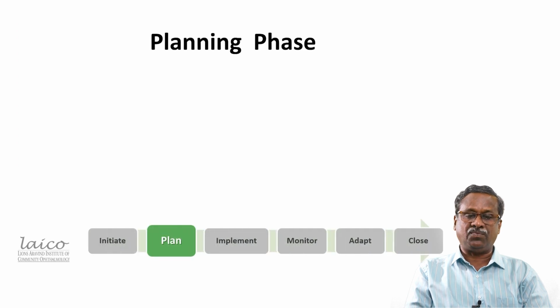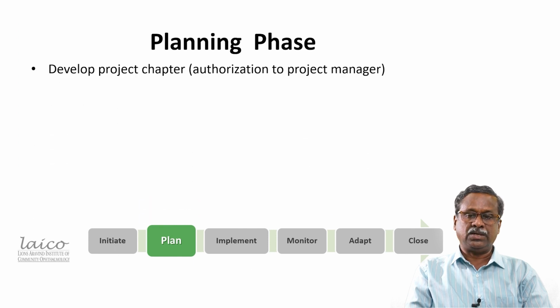Next phase, the planning phase. This is very, very important for all projects. Once we develop the project charter, it is a brief about the project, so it should be authorized by the project manager. First, the project manager should develop a project plan, comprising an activity plan, human resource plan, material and resource plan, accounting procedures, and developing a reporting format.